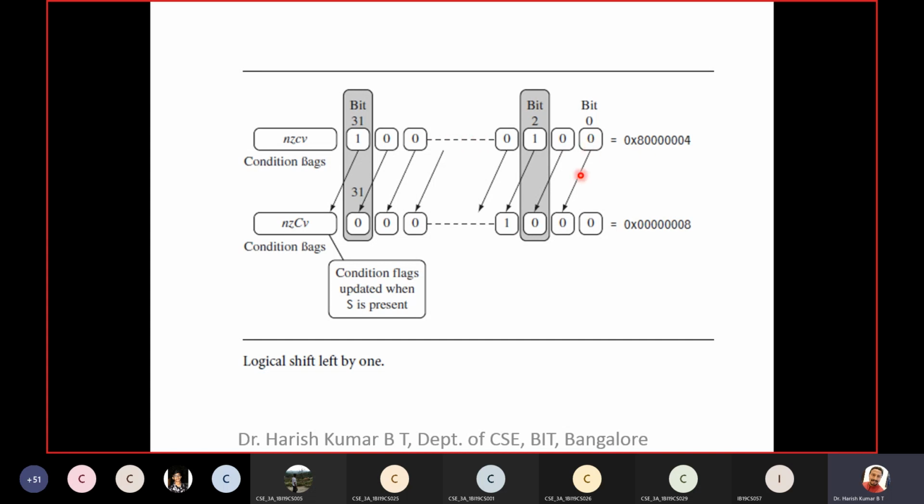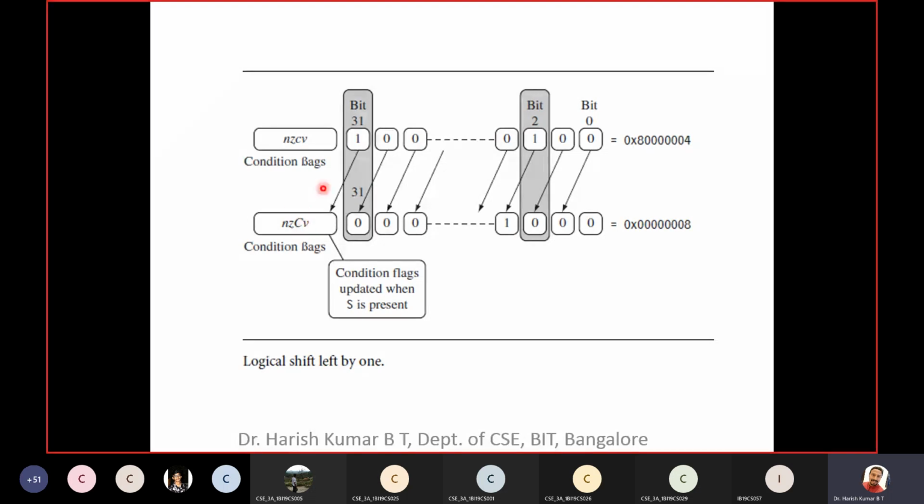Now how are you shifting? See, something like this. This 0 comes to this position, this 0 comes here, and what happens to the bit which is there in the 31st bit position? It goes to the carry flag. And since the bit value is 1, the carry flag is 1.